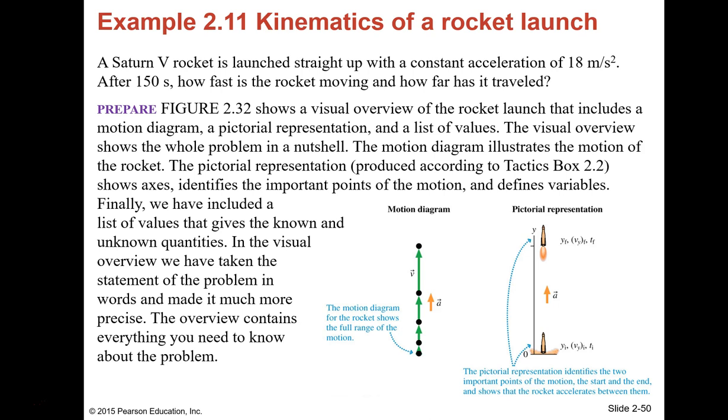So the last thing we're going to look at is this problem. We have a rocket that's launched straight up with a constant acceleration of 18 meters per second squared. After 150 seconds, how fast is the rocket moving? How far has it traveled? So here are our pictures of a motion diagram and a graph. And it's getting farther and farther apart every second.